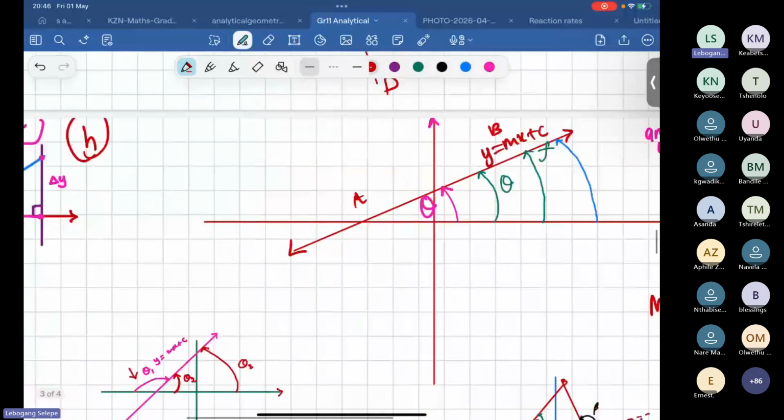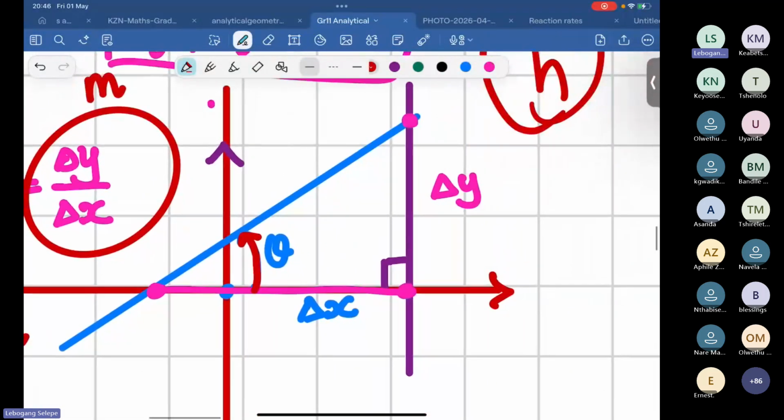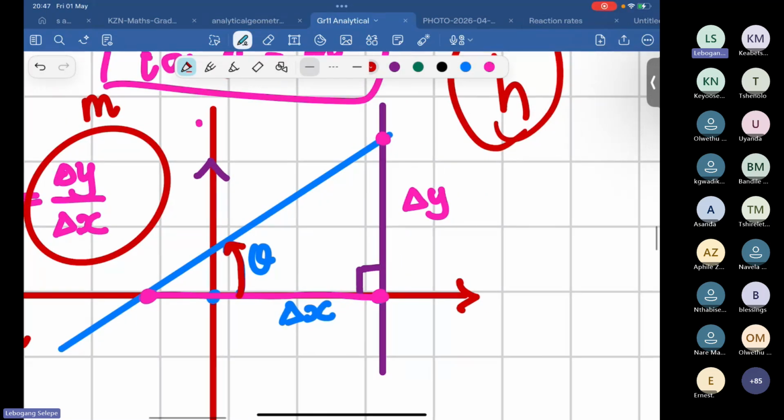Right, no worries. So it's all about when you do this. You have the line segment, the blue one. That's your line on the Cartesian plane. Then picture that we draw another line that is parallel to the y-axis, which is the purple line. How do we know it's parallel to the y-axis? It's because it's perpendicular to the x-axis. You know that the x-axis and y-axis are perpendicular to each other. So for the purple line to be parallel to the y-axis, it has to be perpendicular to the x-axis. We are doing that because we are just trying to form a right-angled triangle.